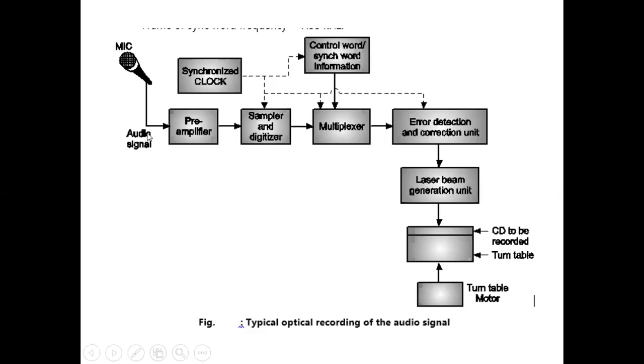So the equivalent 20 Hz to 20 kilohertz signal is pre-amplified because the output of this microphone is small. Then the pre-amplified signal is A to D converted. That is where the sampler and digitizer are, and thereafter a multiplexer is used, where the synchronization pulses, control word, and sync information are multiplexed. So the actual audio information converted into digital data, and this control information, sync information, etc. for synchronization, and this multiplexed digitized data is given to the error detection and correction unit.